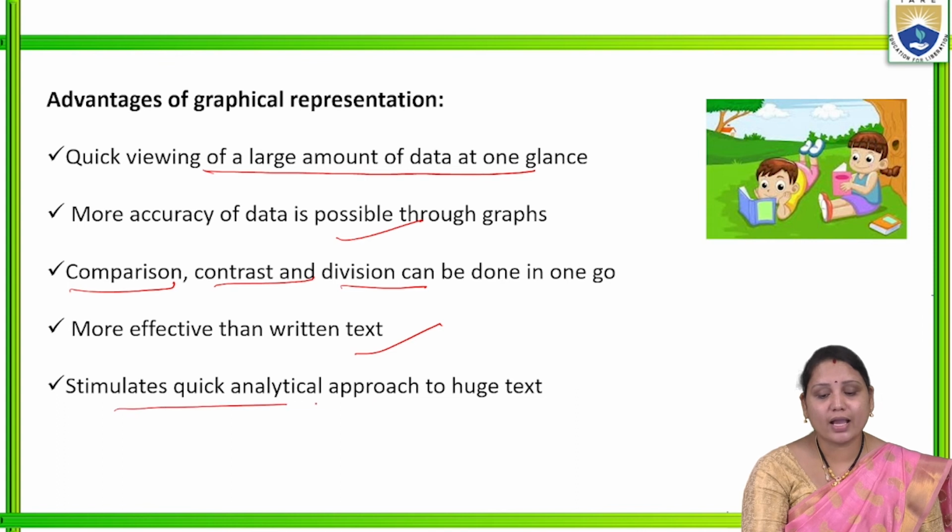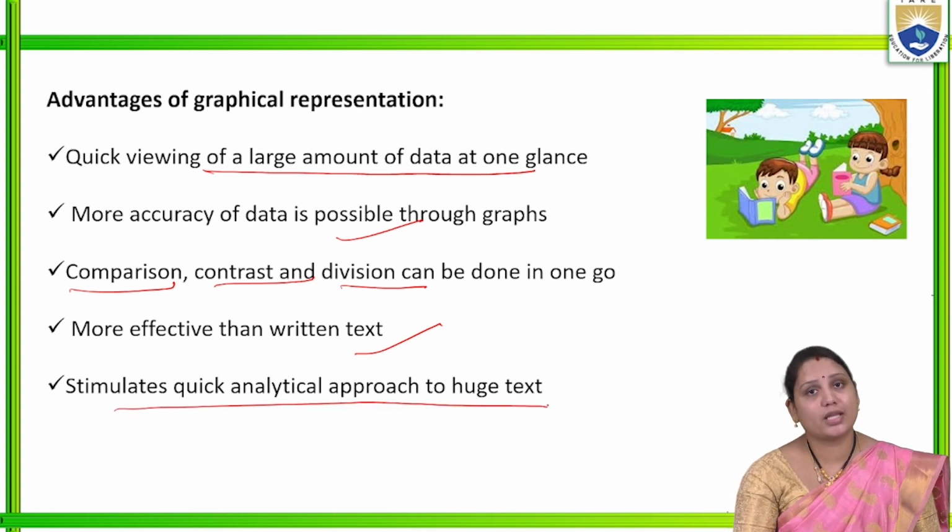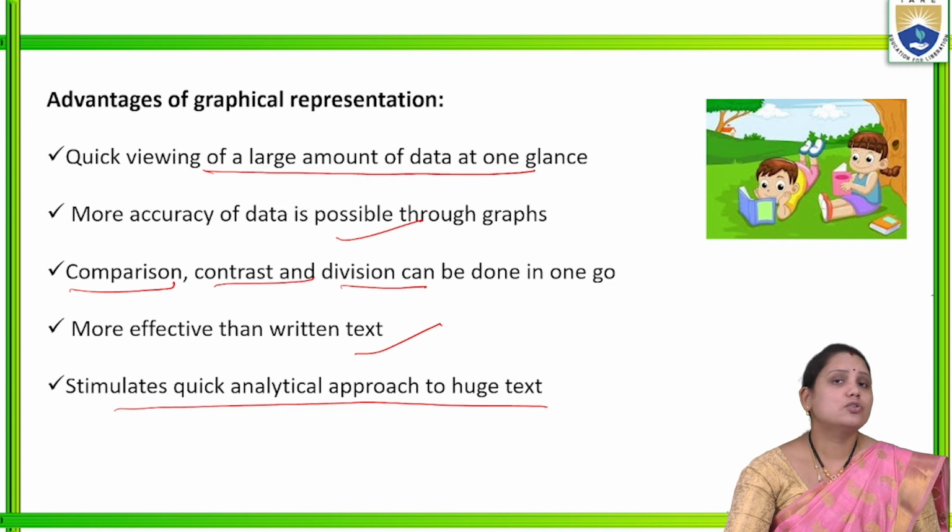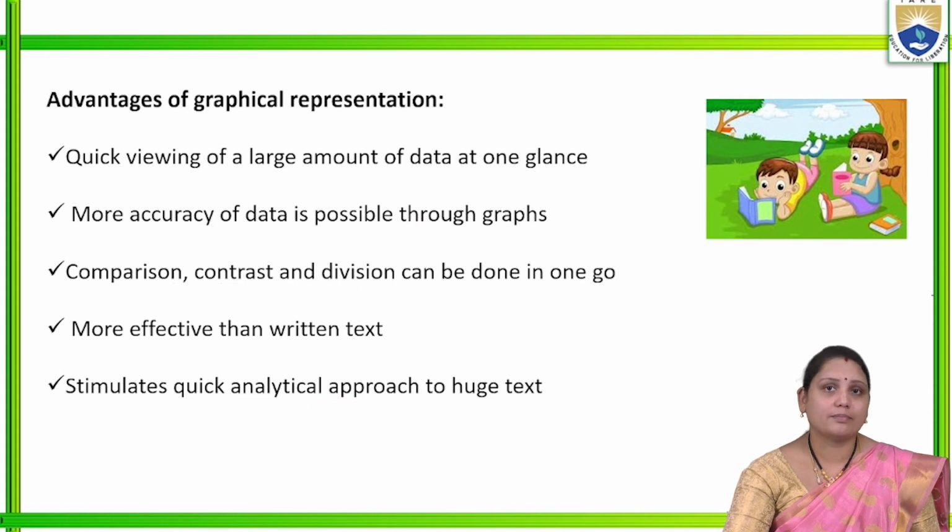Next, stimulates quick analytical approach to huge text. That is, quickly we can have an overview of the information that is projected and try to understand, analyze and interpret the events. So, these are all the advantages which will help you to transfer data from text to diagram.